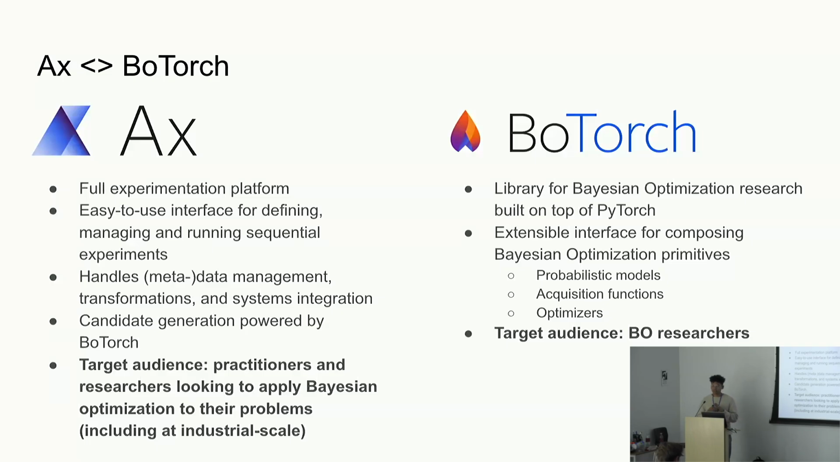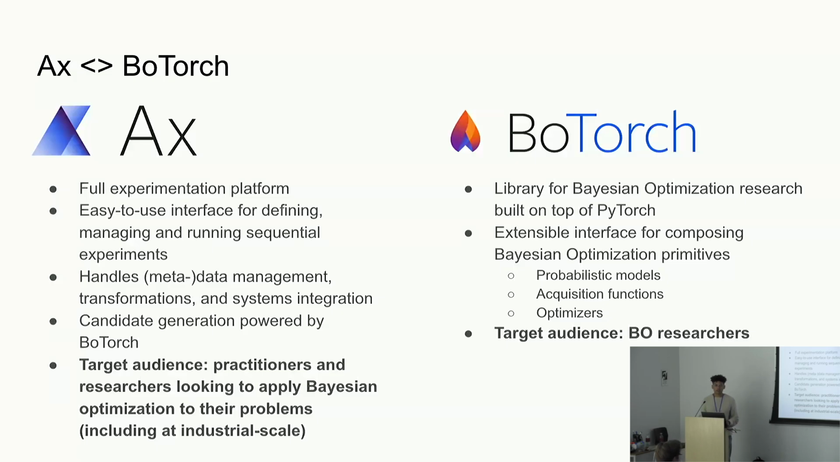So Ax is this full experimentation platform, right? We are managing experiment state, we're managing this orchestration, we're controlling observability. And it is all about trying to run an optimization with real world data and having real world effects. BoTorch is this research library for Bayesian optimization. So it gives you all the primitives that you need as far as surrogate models and acquisition functions and likelihoods and optimizers.